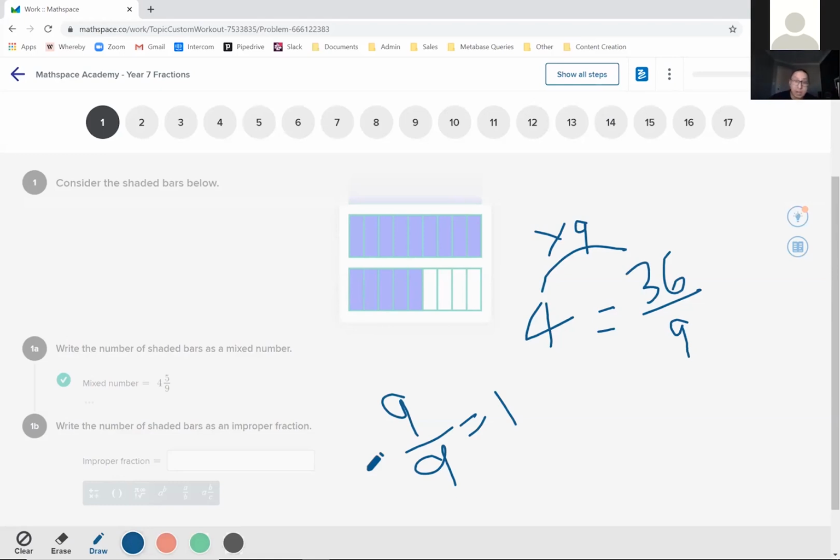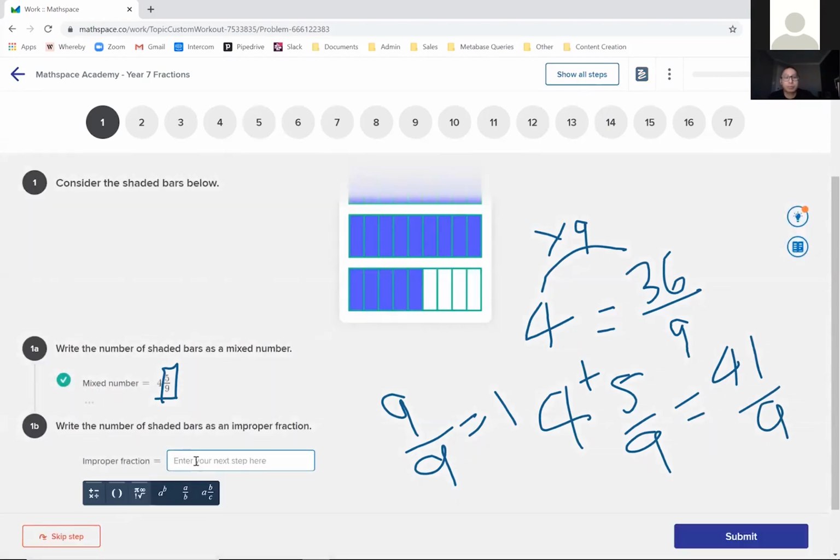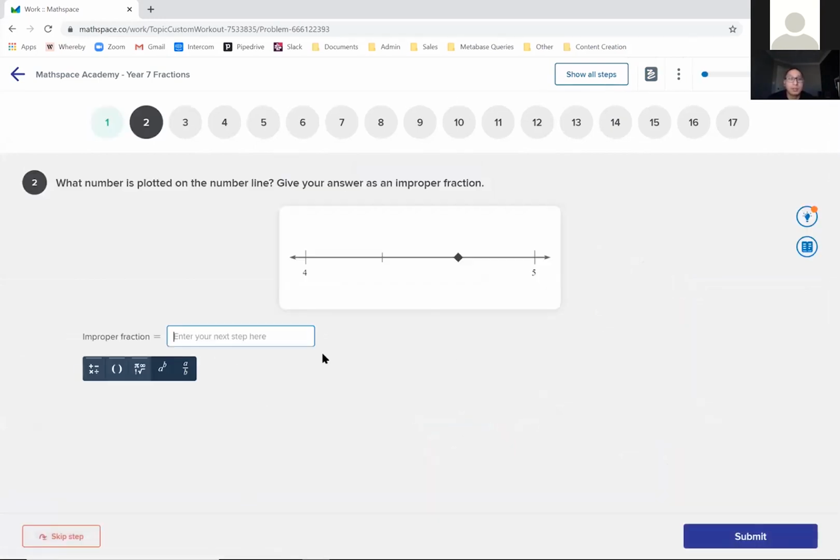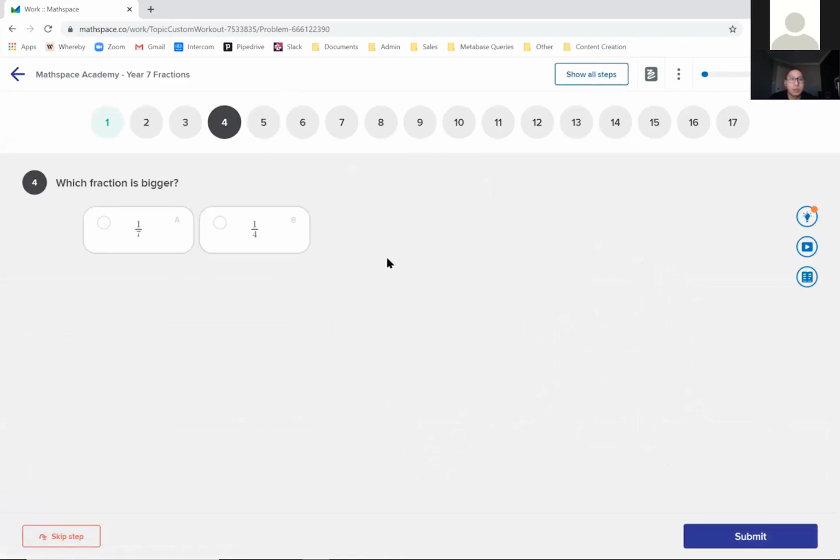And you know that 36 divided by 9 is 4 as well. So I've got 36 ninths as my 4 wholes, but I've also got this extra 5 ninths that I need to take into account. So 4 wholes and 5 ninths is the same as the 36 plus these 5/9, which is going to be 41/9. All right, so I'm going to just type that in. And away we go. Boom. All right, let's have a look. I'm going to skip this one. Let's go to another one.